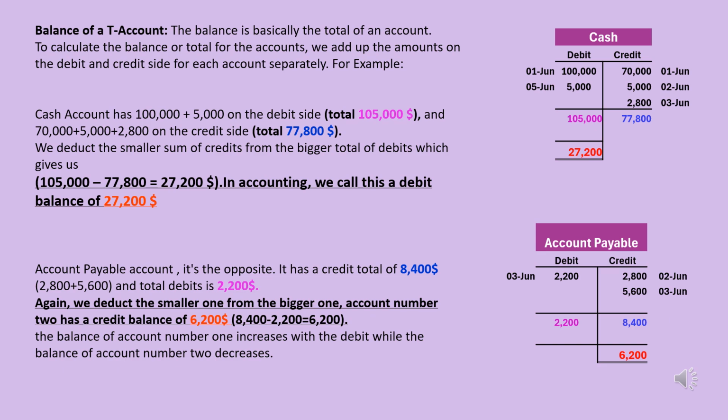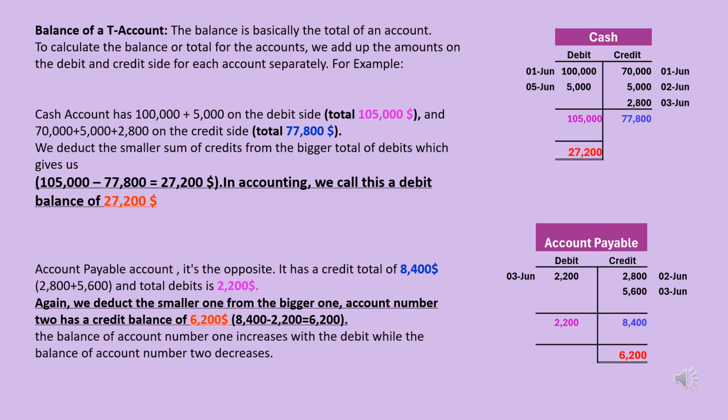To find out the final balance, we deduct the smaller sum of credits from the bigger total of debits, which gives us $105,000 minus $77,800 equals $27,200. In accounting, we call this a debit balance of $27,200.